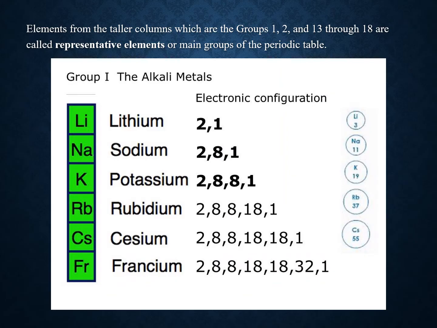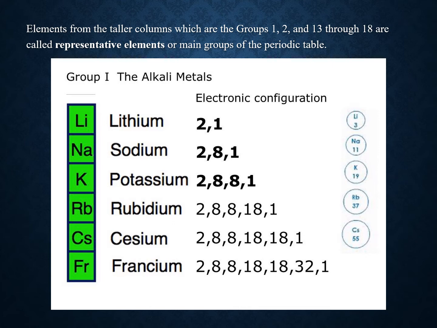So the elements from the taller columns, which are groups 1, 2, and 13 through 18, are called representative elements or main groups of the periodic table. So let's take a look first at the first group. Again, the groups 1, 2, and 13 through 18 are called the representative elements.